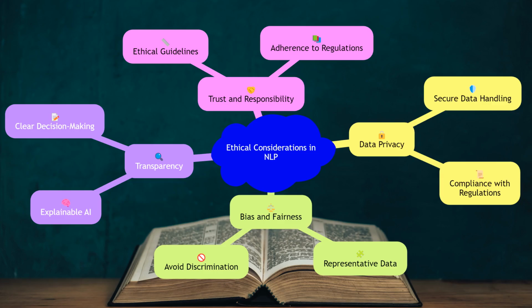Implementing NLP solutions comes with ethical considerations that must be addressed. These include issues related to data privacy, bias, and fairness. It is essential to ensure that the data used for training is representative and free from biases that could lead to unfair or discriminatory outcomes. Transparency in how the model makes decisions and the ability to explain its predictions are also important. Adhering to ethical guidelines and regulations helps build trust and ensures the responsible use of NLP technologies.